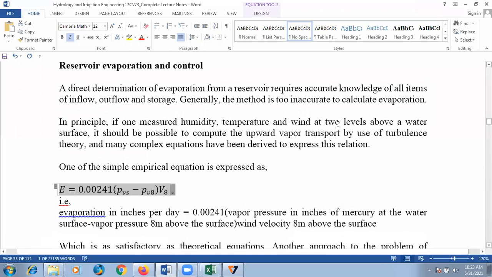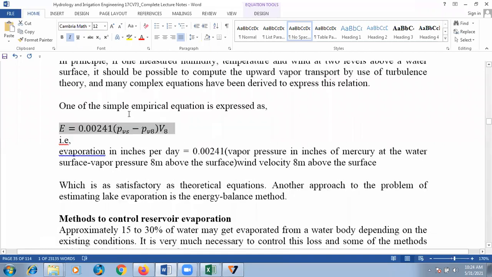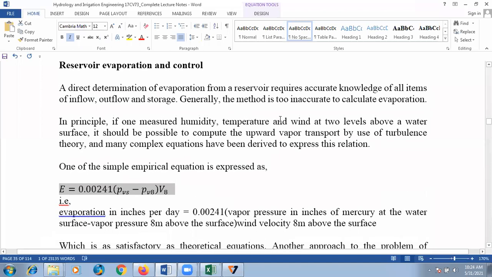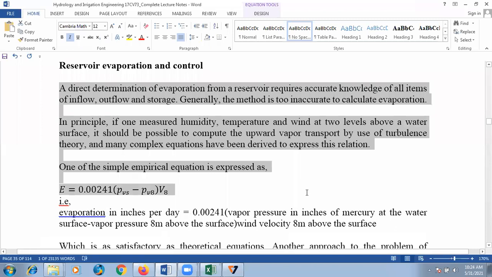See here, at 2 levels, we have to measure, which is satisfactory, and we can use this equation also. Of course, we need not consider this as a very strong basis for our examination. Just you remember this equation. So at 2 levels, it needs to be calculated. That is said in this explanation. You can just look at this equation and try to understand. See here, vapor pressure in inches of mercury at the water surface, vapor pressure 8 meters above the surface. So this is what it is.